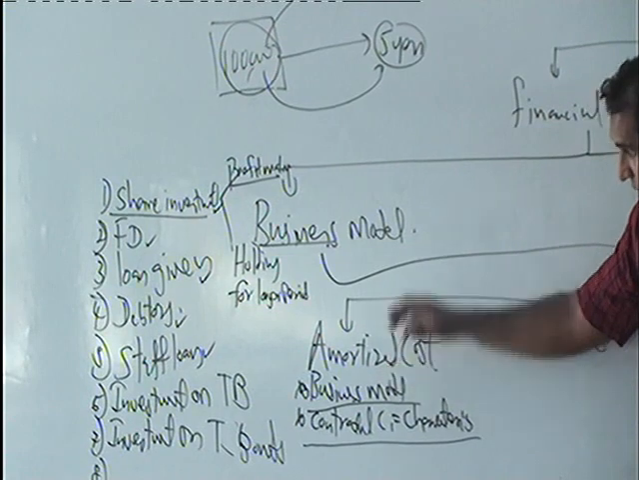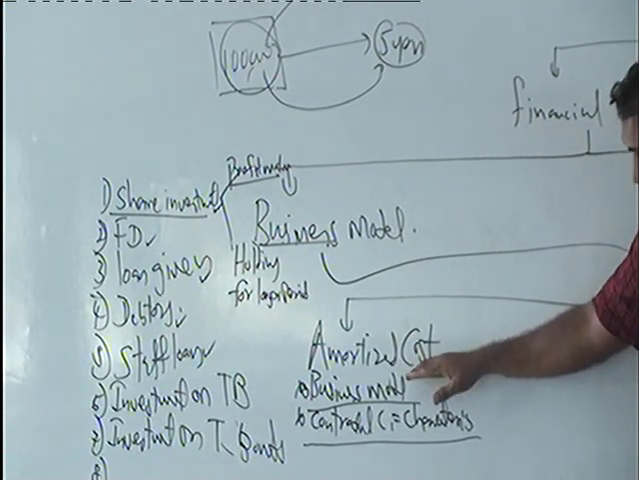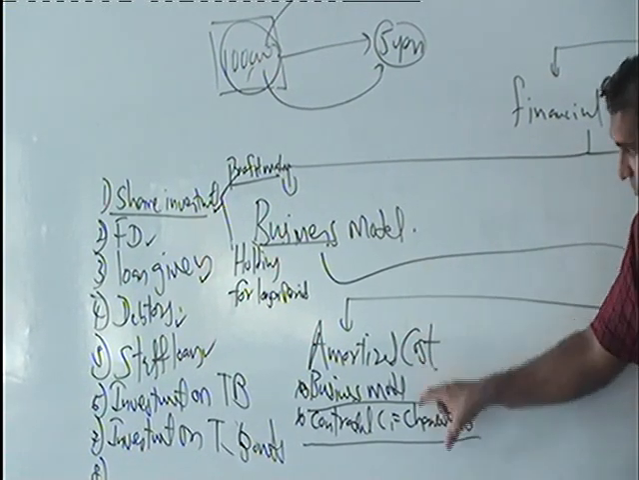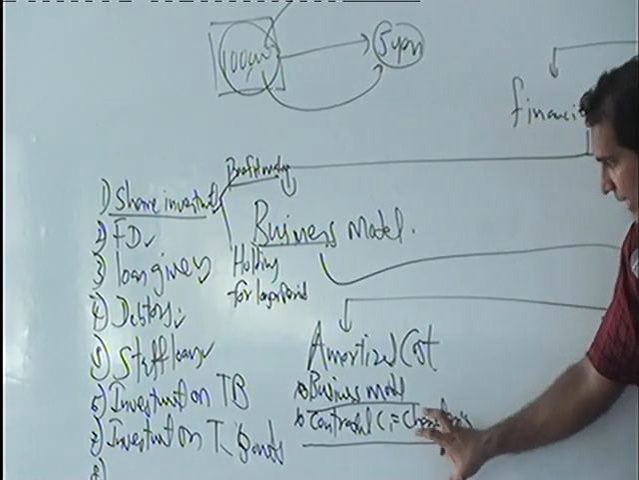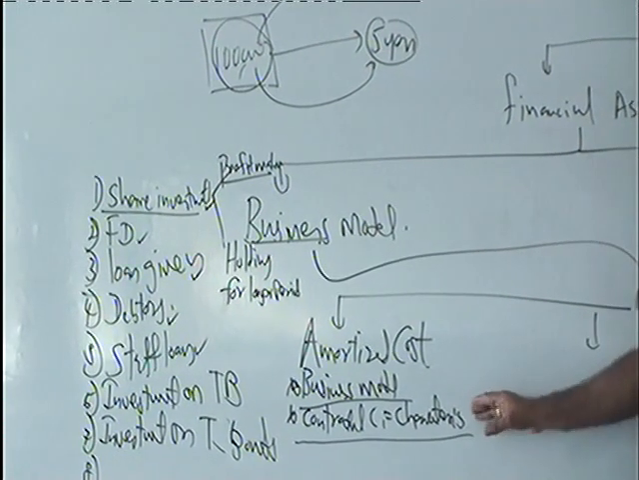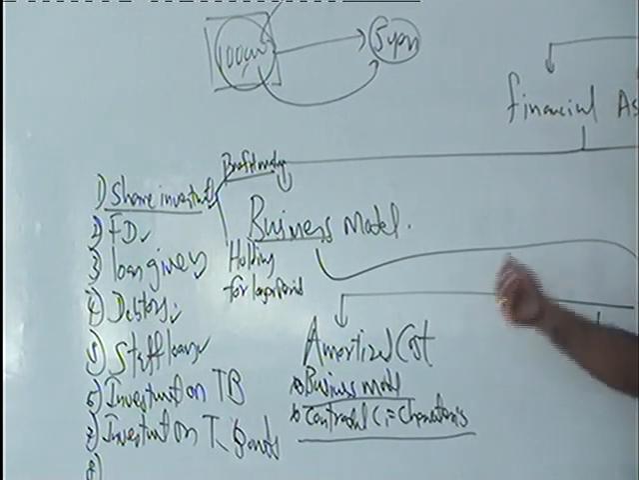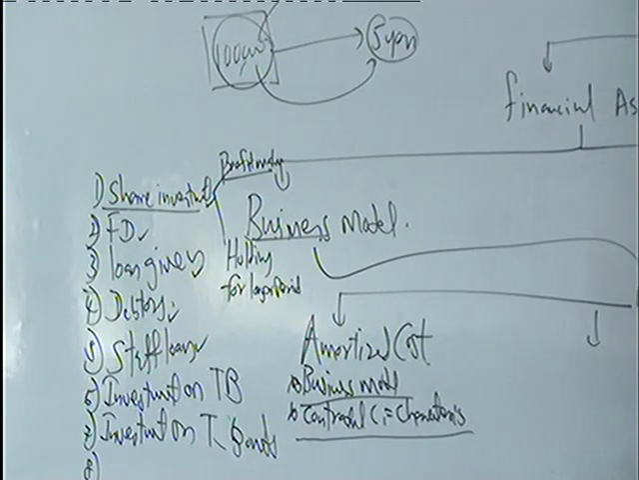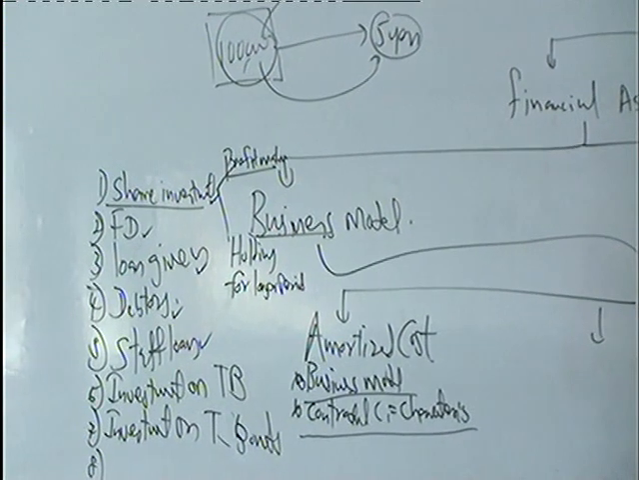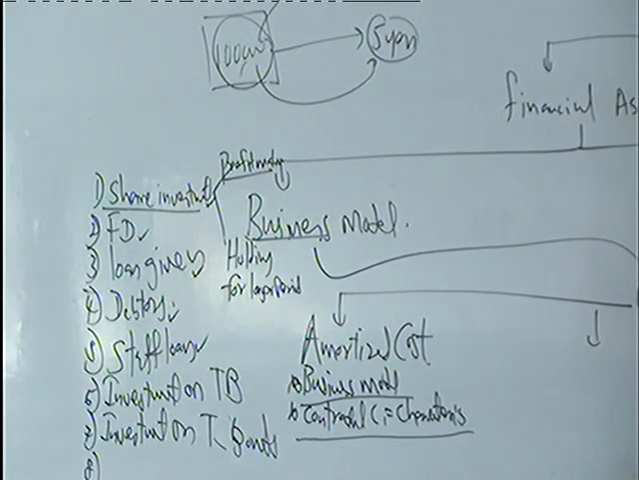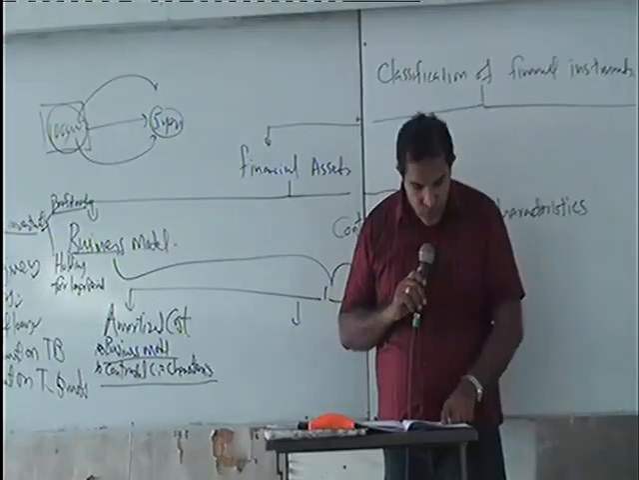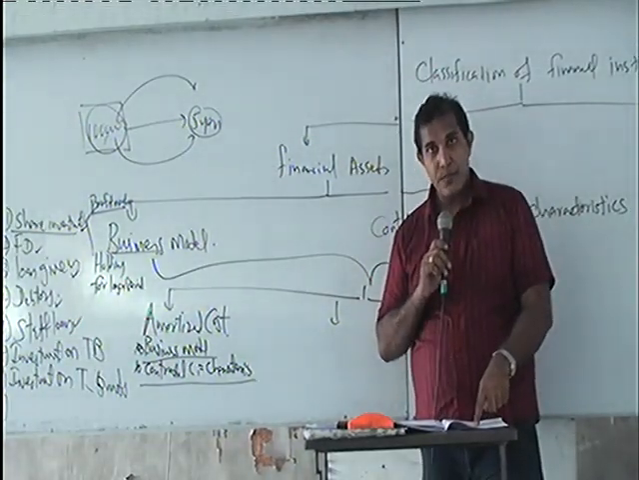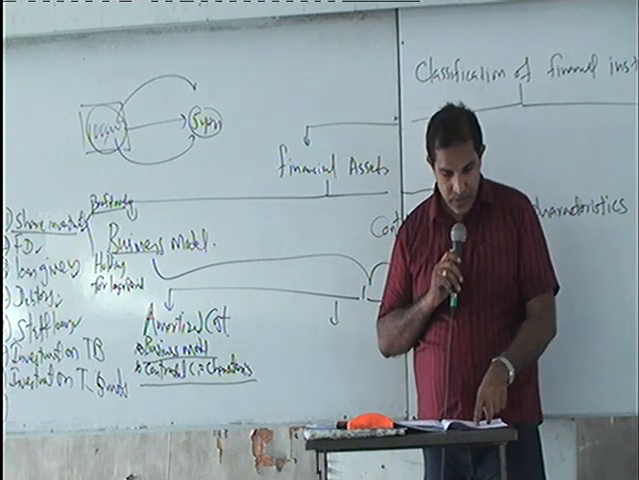If we are using the amortized cost classification, we need to see both aspects, business model and the contractual cash flow characteristics. In this case, interest and the principal amount need to be recovered. Those are the cash flows. Read the first 2 bullet points under amortized cost. The financial asset is held within the business model whose objective is to hold the financial asset in order to collect the contractual cash flows. That is the business model.